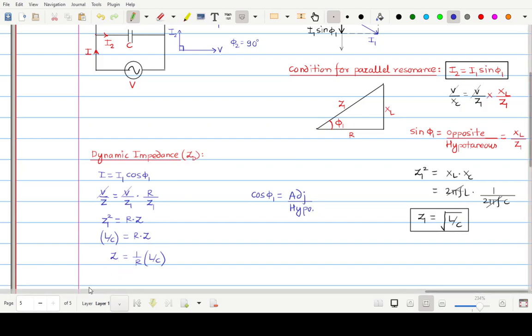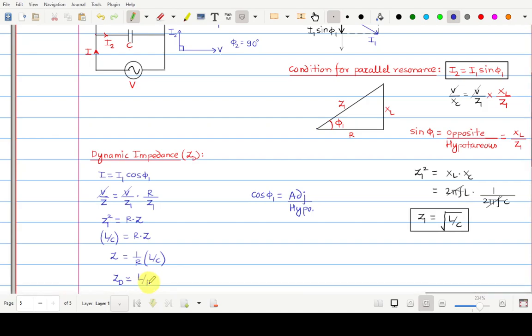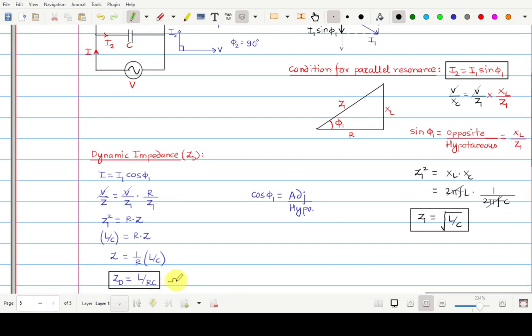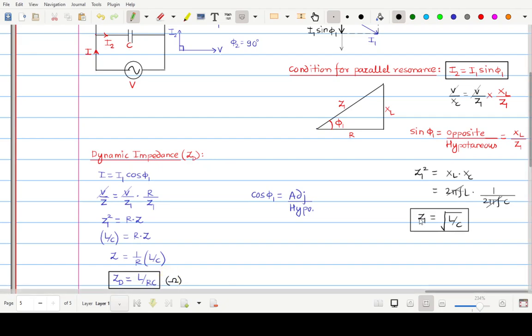We have given it the name dynamic impedance. So this Z is the impedance at resonance, and we are calling it ZD, which is L upon RC. This is the formula for dynamic impedance. It is the impedance offered by the circuit at resonance condition, and it is measured in ohms. Here Z1 is the impedance of the first branch and ZD is the impedance of the complete RLC circuit at resonance condition. This is your first parameter for the parallel RLC circuit.